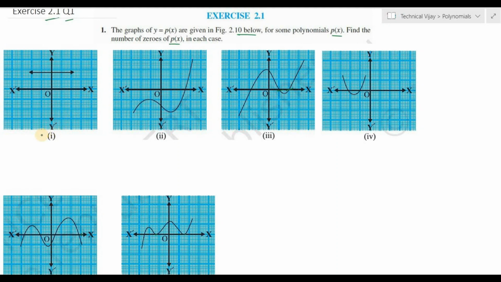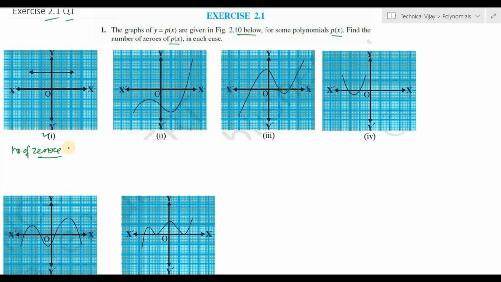For example, we will take this first case. Here we have to find out the number of zeros. For that he has given a graph, that is, see here one line, it is parallel to the x-axis, which means this graph is not touching the x-axis anywhere. So how many zeros do we have to find out? Here the number of zeros can be found out by how many times the curve touches the x-axis.